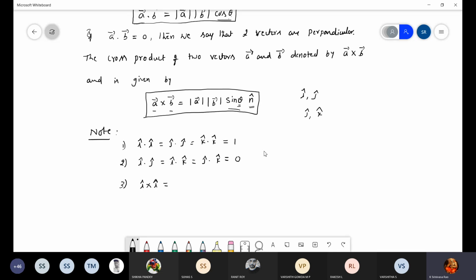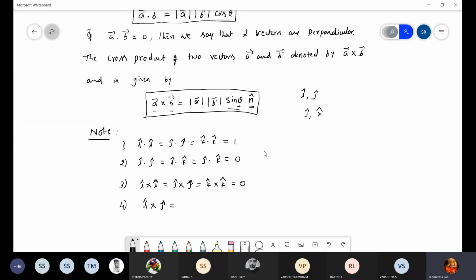Similarly, j cross j and k cross k. So the cross product of like vectors is 0, whereas in the dot product, like vectors give 1. What happens with the other ones, for example, i cross j? Just tell me, we will write later. 1 is partially correct, but it is not the correct answer. i cross j.